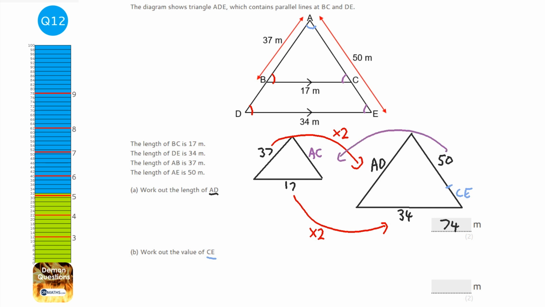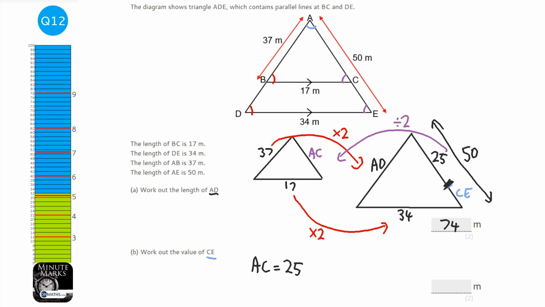So to go from the big one to the small one, instead of timesing by the scale factor, I'm going to divide. So I'm going to divide it by 2. So AC is 25. Now if AC is 25 and the whole thing is 50, so let's try and make this a bit clearer. So the whole thing is 50 and AC is 25. So this bit up until this bit, then CE must be 25 as well, because it's 50 take away 25, which is 25.